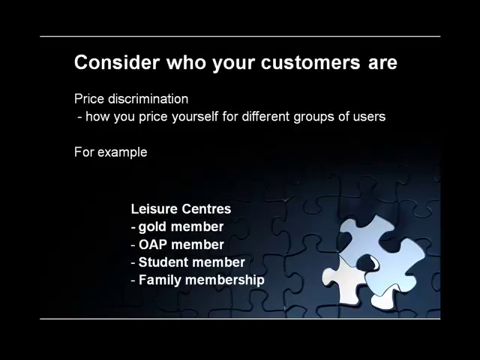If you're a big family, maybe you've got two children, are the children free, or do they only pay a quarter of the price? So again, what do you do if your whole family wants to be a member of a leisure centre? I'm sure you can think of a lot more examples here, but that's the other thing. You can't just price everything the same for all your user groups or all your customer groups.